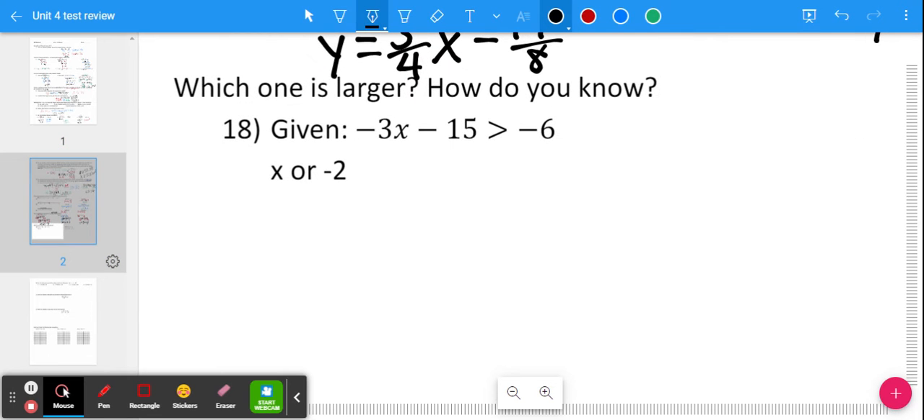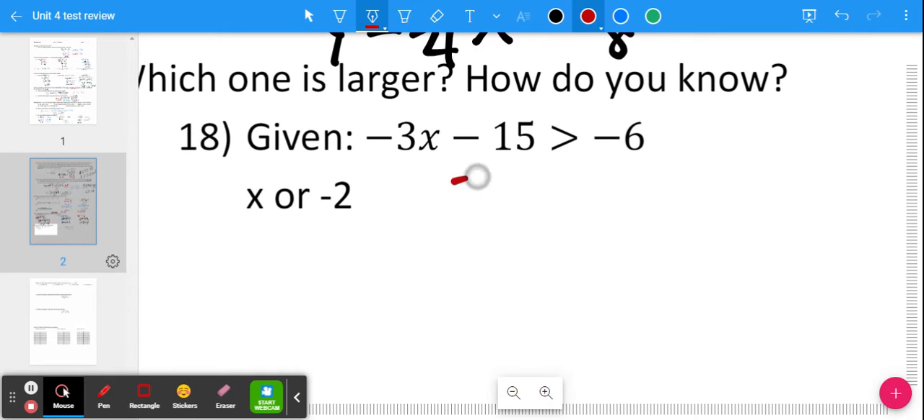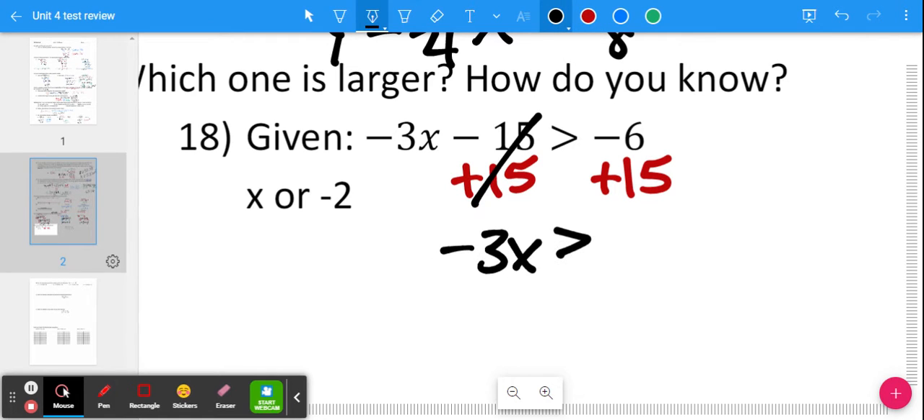All right, so in our next one, the easiest way to do these, to compare these things, is to solve your inequality first. So to solve this inequality, we move our constant of 15. It was a minus 15, so we have to add it to get rid of it. And we're left with -3x is greater than 9.